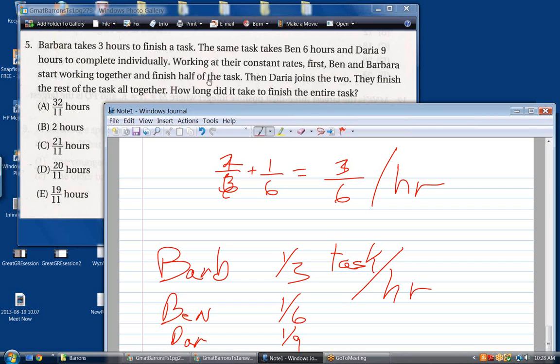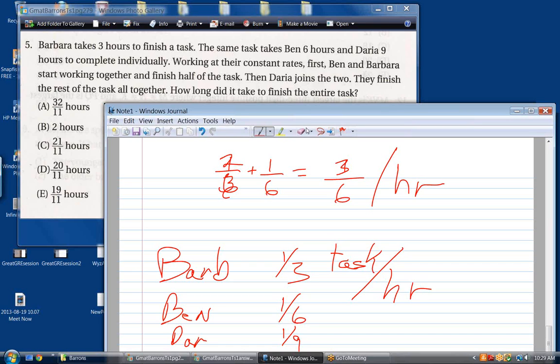How do we know that it's only 1 hour since she's 3 hours, he's 6 hours? Okay, so Barbara does 1/3 of a task in 1 hour. Ben does 1/6 of it in an hour. So they're working together. So she's going to do 1/3, he's going to do 1/6. If I add those two fractions together, I get 1/2. And that's exactly how much of the task they finished. So therefore, they must have been working exactly 1 hour.